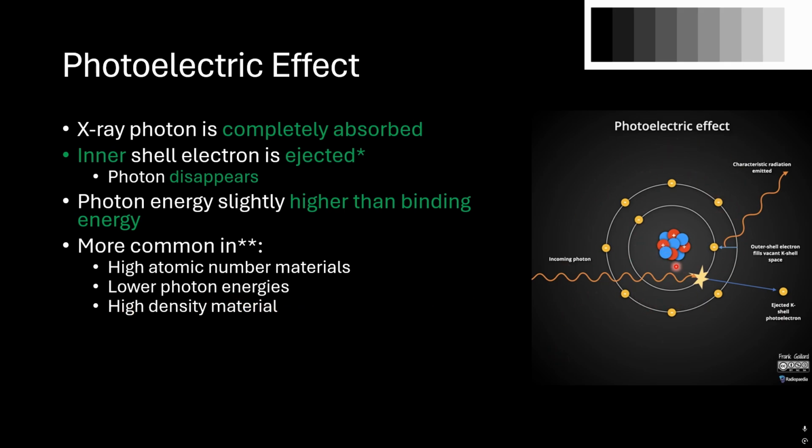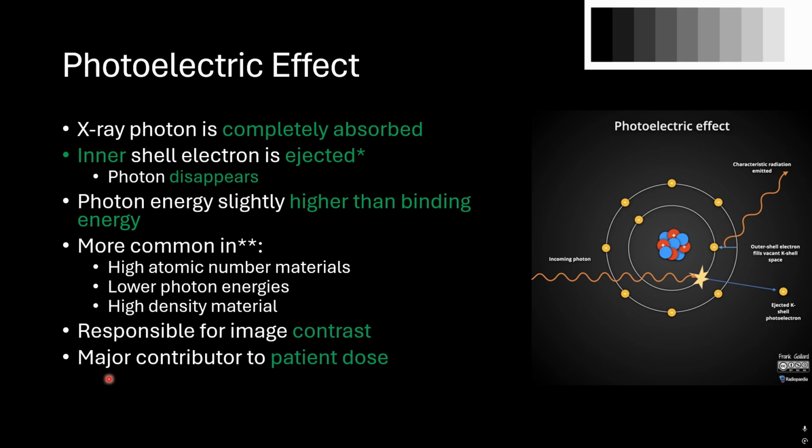Lower photon energies will increase the possibility of the photoelectric effect. And finally, high density material will also increase the photoelectric effect. It's mainly responsible for image contrast. But it's also a major contributor to patient dose, because we are depositing the oncoming photon's energy into the electron, which means increasing patient dose. It produces no scatter reaching the detector because we don't have any photon left. It's fully absorbed by the electron.